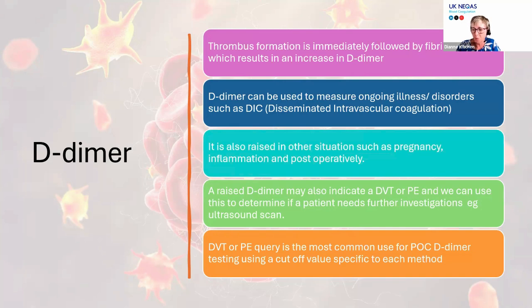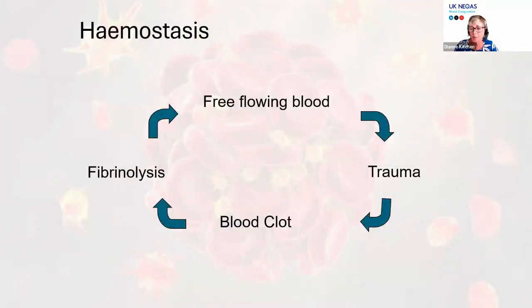So it's not specific. But what we do use it for in this particular point of care setting is it's also raised if you've had a DVT or PE, and you can use it to determine whether a patient needs further testing such as a scan. And this is its most common use in point of care testing. So, in hemostasis, the body wants to have free-flowing blood.